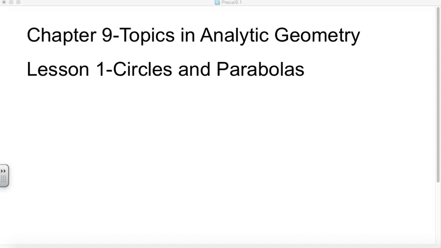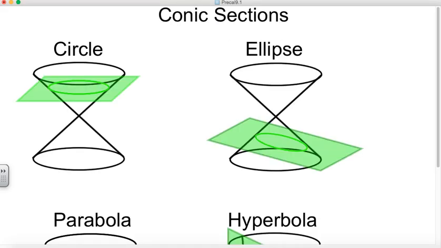So moving on to Chapter 9, Topics in Analytic Trigonometry. First lesson is on circles and parabolas. So talking about circles and parabolas, we need to address what are called conic sections.